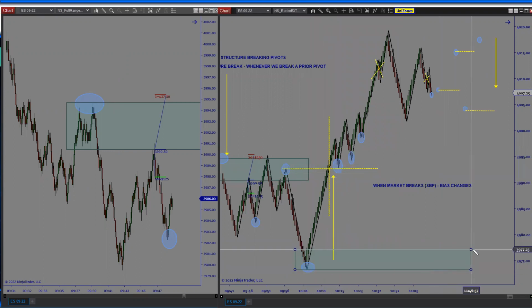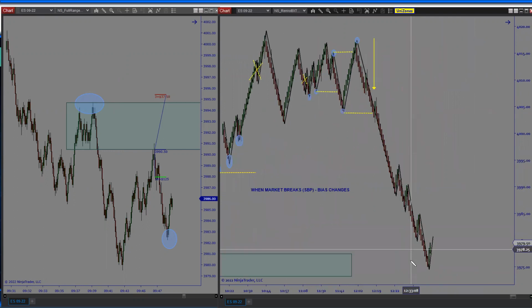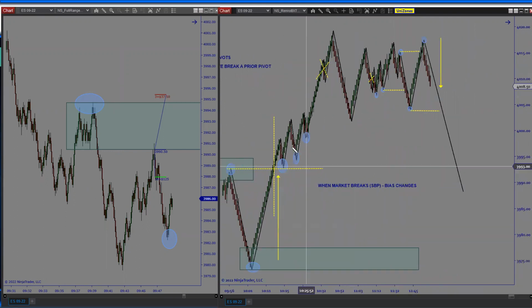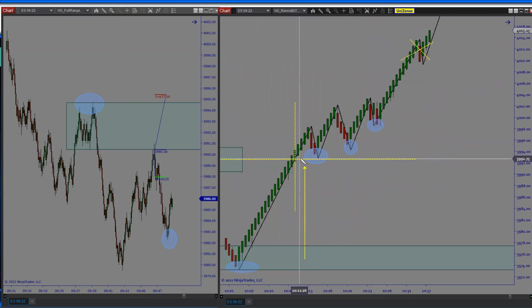All right, so we've got a zone down here. And ultimately the market does come back to it eventually. We'll come back to that one. But we've also got zones at structure breaking pivots here. We've got a zone here. We've got a zone here. We've got a zone here.